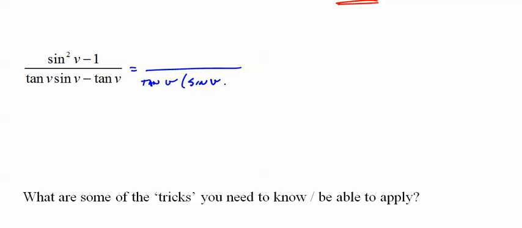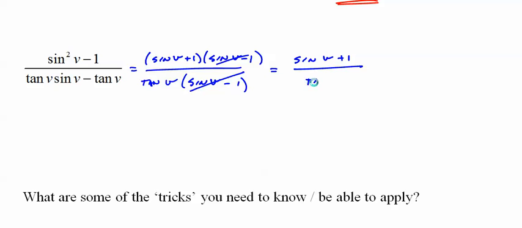Sine of v minus 1. Hey, I think I'll factor the top. Sine of v plus 1, sine of v minus 1. Hey, they cancel. Cool. Equals sine of v plus 1 over tangent of v. I'm going to call it done there. I could actually take the tangent, change it to sine over cosine, flip the cosine up top, see if that takes me anywhere. Good enough.